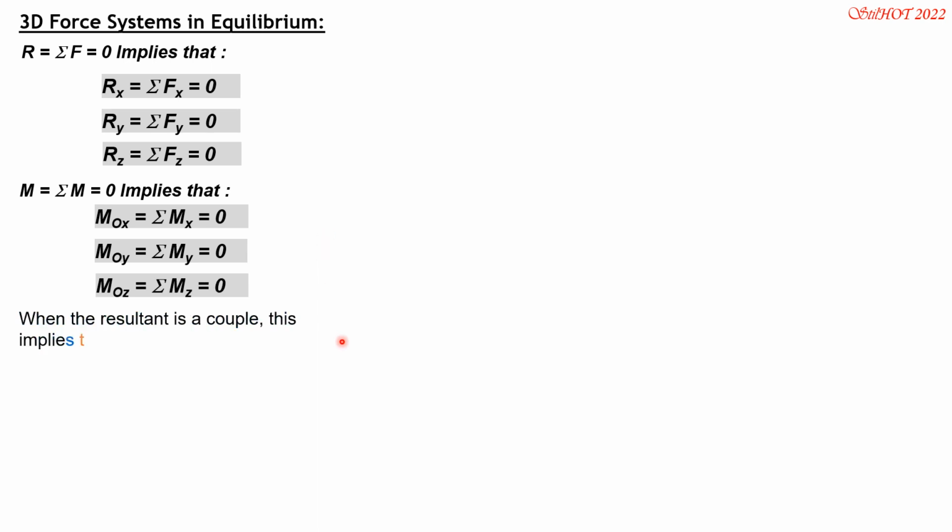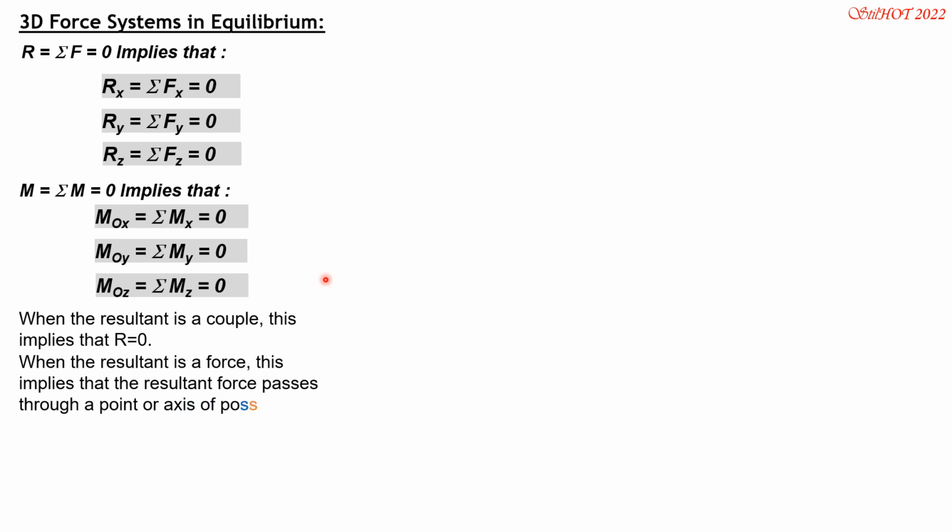So again, when the resultant is a couple, this implies that the resultant force is 0. And when the resultant is a force, this implies that the resultant force passes through a point or axis of possible rotation. Then for spring, within Hooke's law, force is spring constant times displacement.